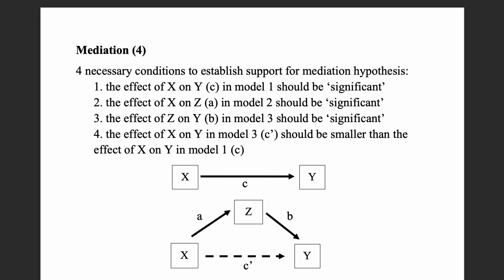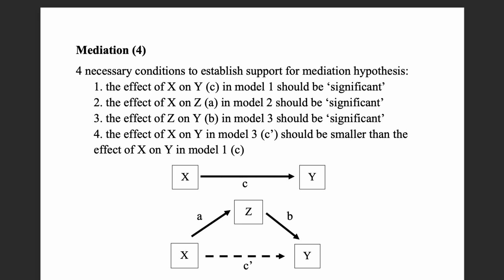So the coefficient that you find for the C apostrophe part in model 3 should be smaller. So the value of that coefficient should be smaller than the original coefficient that you found in the unmediated, simple relationship. If it's a positive coefficient, then you should find a smaller number for C apostrophe than for C. And if it's a negative coefficient, then the original C path should be more negative. So it should be a larger negative number than the C apostrophe path.